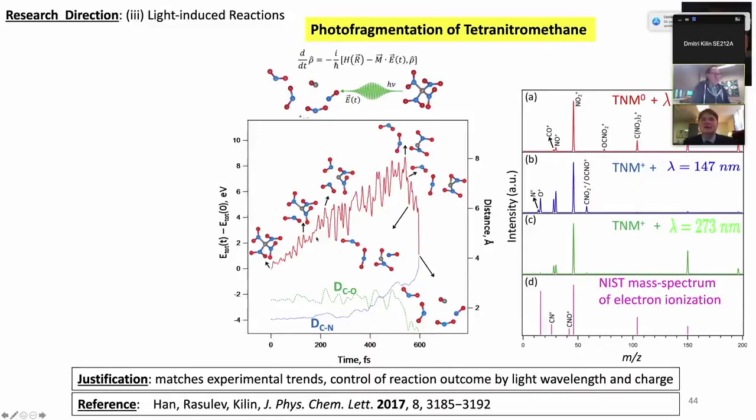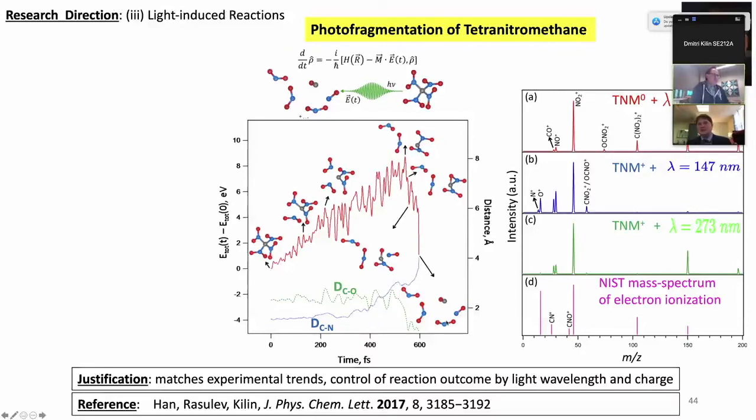Here is the energy, and here is the configuration. Intact molecule, elongation of bonds, and after we come to the top peak, it elongates to such a distance that it doesn't recombine back anymore. And when we go down, it finally decomposes into carbon monoxide, nitrogen oxide and nitrogen dioxide.